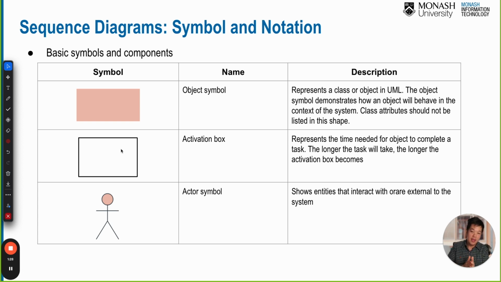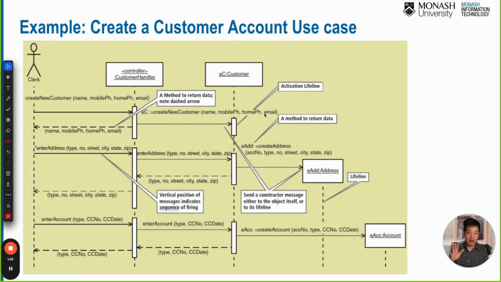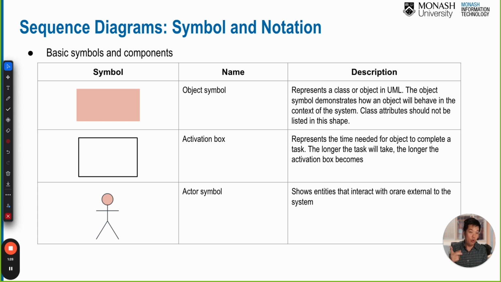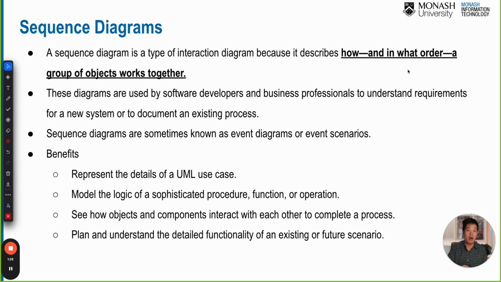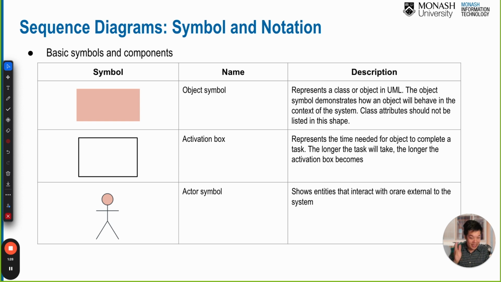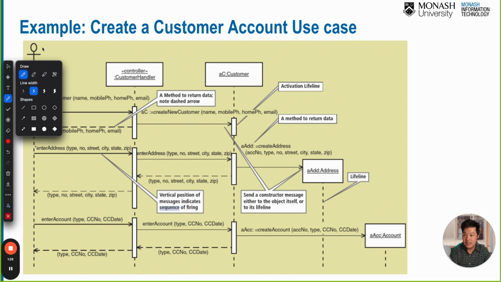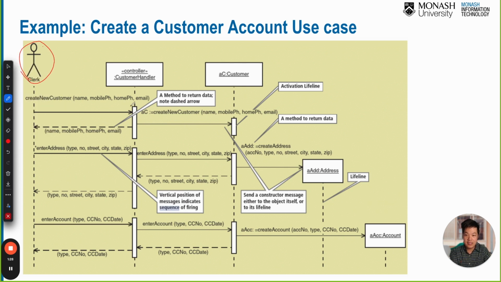All right, so these are the basic symbols and components. What do we need to do in the sequence diagram? This is an example of a sequence diagram. What we need is the actor, who interacts with what, in what order. We focus on the order of the sequence because it's called a sequence diagram. We need an actor, we need the activation box, we need the object symbol. So I'm going to describe them all together. This is the actor. This is the activation box. This is the object.